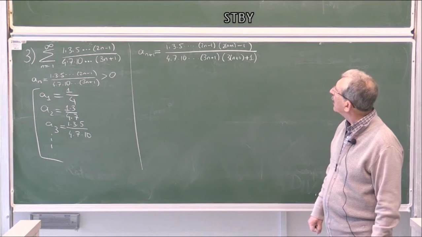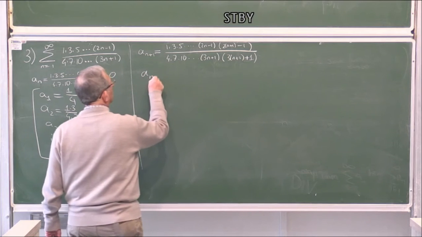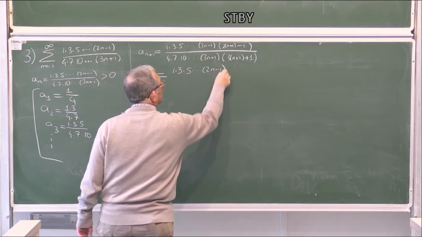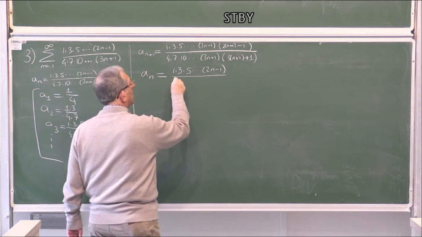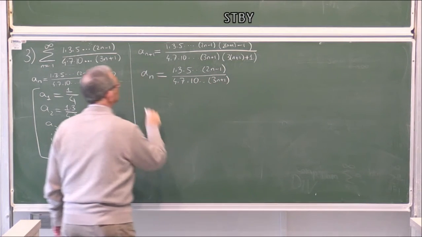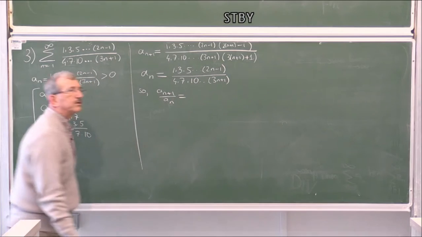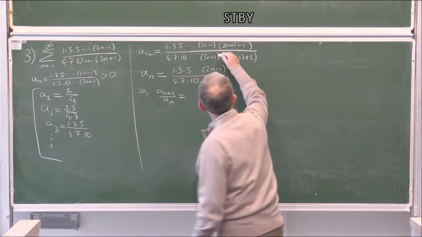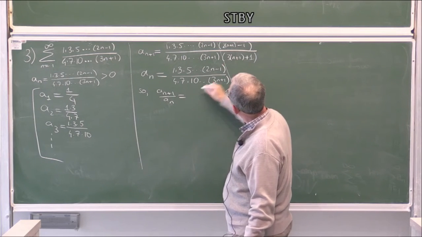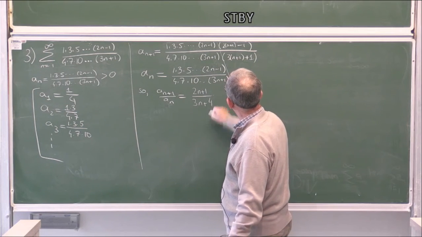Now, you don't have to calculate all of those, of course. It's enough to look at what a_n was. It was 1·3·5 up to 2n minus 1, because you stop at the nth term, and you have at the bottom 3n plus 1. So the ratio is very simple to calculate. You have the same part here and here. So the ratio is just (2n plus 1) divided by (3n plus 4).